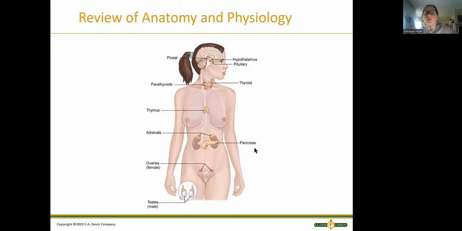So just to review some of the anatomy, because I know anatomy and physiology was a while back for some of you guys. Up here, right underneath your brain, you have your hypothalamus and your pituitary gland. Right around your neck, you've got thyroid, parathyroid. Your thymus is right here in the middle of your chest. Your adrenal glands kind of sit like little hats on top of your kidneys. And then your pancreas is kind of right in the middle. And then in females, we have ovaries, and in males, we'll have testes.